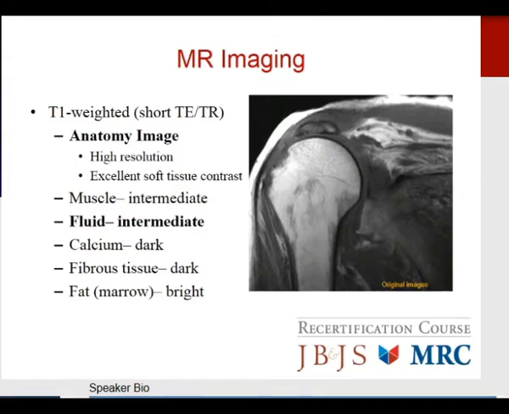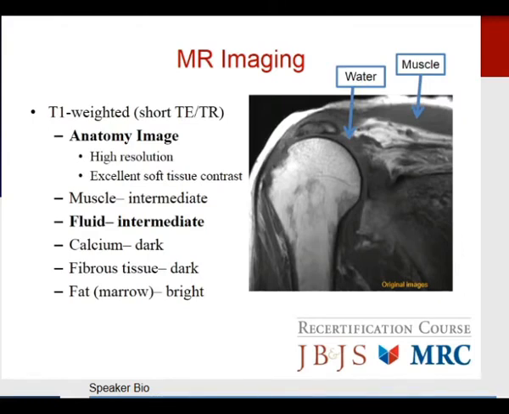It's a very high resolution image, and it provides excellent soft tissue contrast. When we look at the image, you can tell that it's an MR T1 weighted image if you see that the muscle and water signal are similar in characteristics. So the muscle is intermediate and the joint fluid is intermediate in signal. This is a T1 weighted sequence.